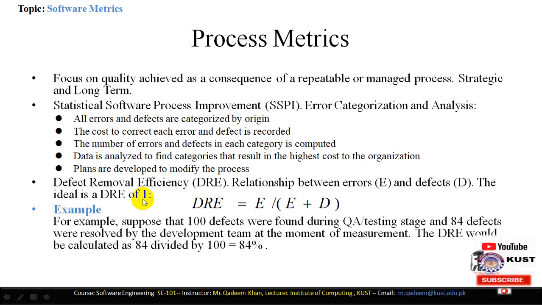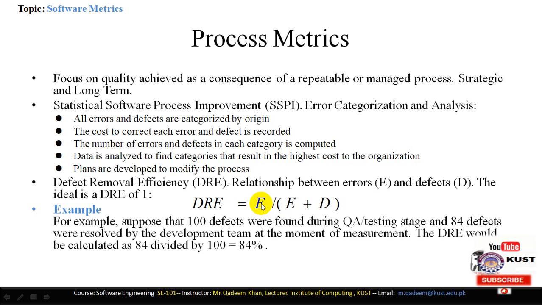So the ideal value is 1, because if E divided by E plus D gives us 1, then it means that the project is error free. So when will it be error free? When we have one error and no defects. So 1 divided by 1 plus 0 is equal to 1. Or if we have the same number of errors and no defects occur, its value becomes 1.